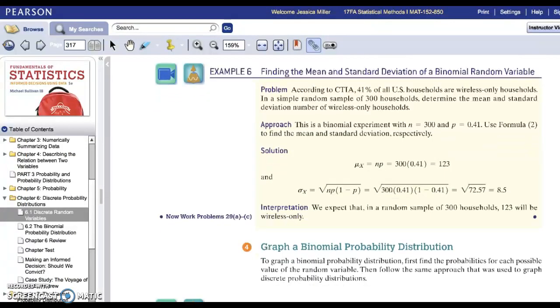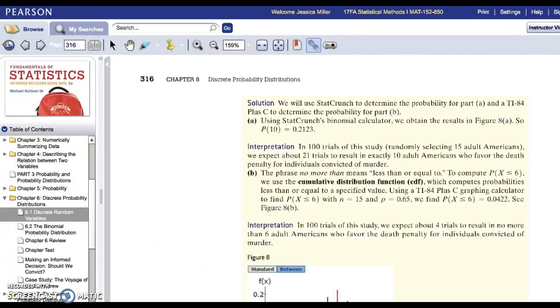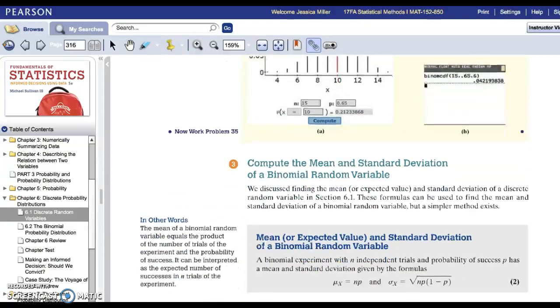And the next part that I want you to do, notice your ebook's a little bit hard to navigate here, is the section that says compute the mean and standard deviation of a binomial random variable. There are 2 formulas which you do need to be able to do by hand. StatCrunch doesn't pop these up as part of the distribution that it gives you. And these 2 formulas are for mean and standard deviation.